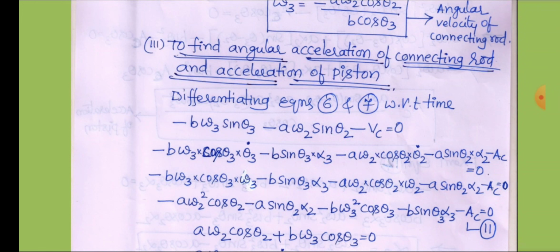Plus once again b into, this is in the form of uv, omega 3 cos theta 3 is in the form of uv, so omega 3 is u and cos theta 3 is v. If I differentiate and simplify, I am going to get equation number 12. So like that, by differentiating equations 6 and 7, I am going to get equations 11 and 12. Now you multiply equation 11 with cos theta 3 and equation 12 with sin theta 3 as you did while solving equations 8 and 4.